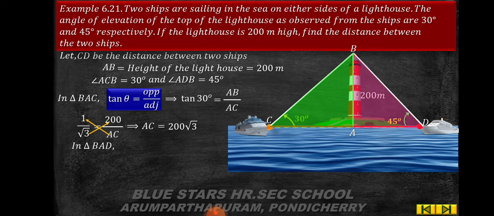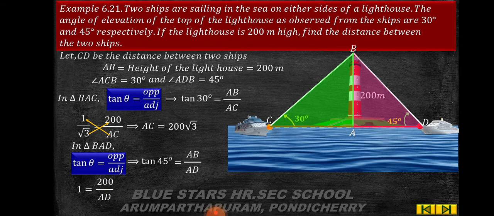Then we are choosing another triangle, BAD. So in triangle BAD, tan theta is equal to opposite by adjacent, which implies tan 45 degree is equal to opposite side AB divided by adjacent side AD. Tan 45 degree value is 1, which is equal to AB is 200 divided by AD. So the next step is cross multiplication. AD is equal to 200.